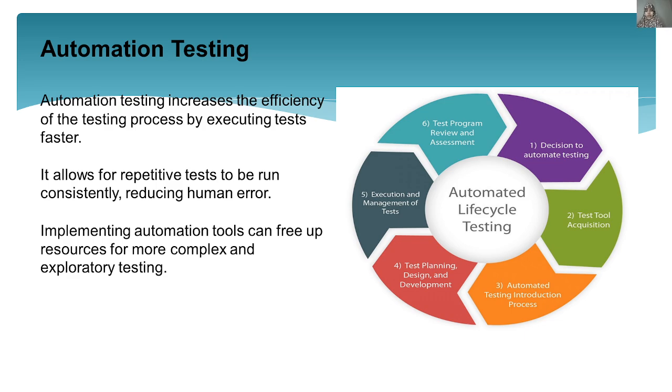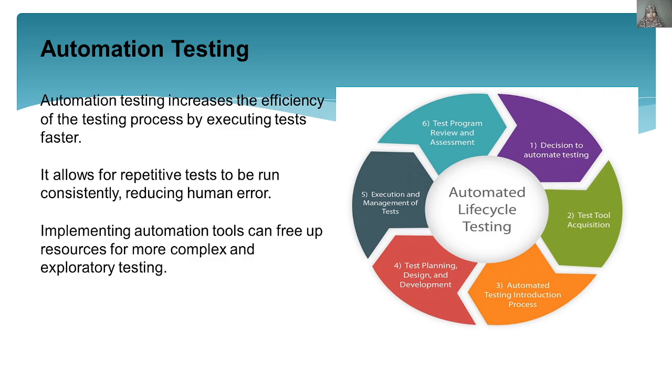Let me tell a few steps involved in automated lifecycle testing. Firstly, you have to make the decision to automate testing. Then test tool acquisition, automated testing introduction process, test planning, design and development. This is a very important point I can tell you. Test planning, it is not easy to plan things, you have to plan in a step by step manner, you can say.